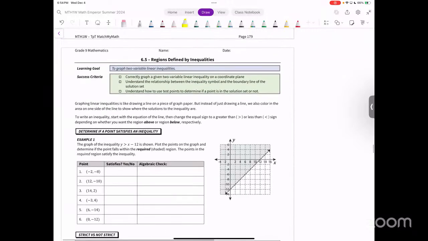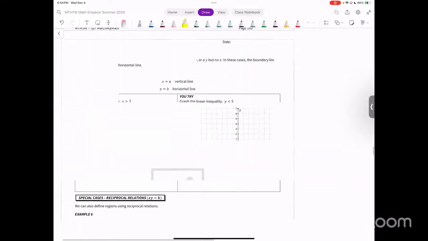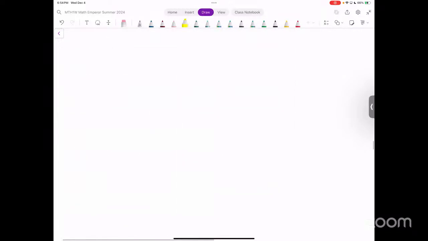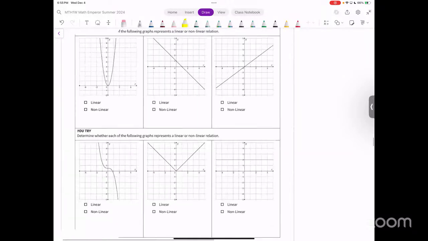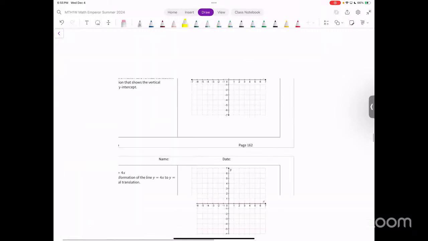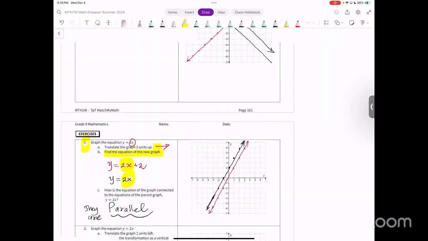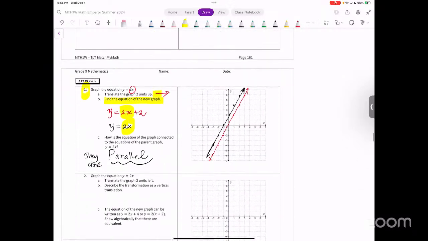And then region defined by area, that's going to be inequalities. Okay, I'm going to move back. So we talk about the transformations. What we want to talk about next is going back to some important facts about these lines.